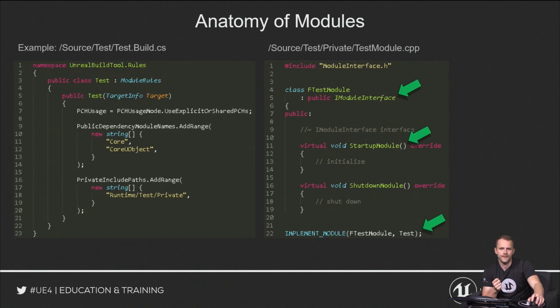So this is a good place to perform initialization that you need to do before anybody is starting to use your module. And then similarly, the ShutdownModule function is executed each time the module is unloaded from memory. So typically that happens at the very end when the engine shuts down. It could also happen if your module is hot reloadable and the current instance of your module is getting unloaded from the module manager.